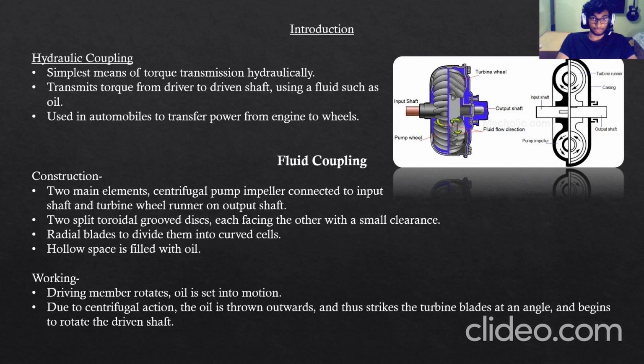Now, coming on to the working, the driving member rotates, and the oil is then set into motion. Due to the centrifugal action of the pump, the oil moves outwards. It is thrown outwards, and then it is redirected, hits the vane blades at an angle and begins to rotate the turbine, which in turn is connected to the driven shaft.